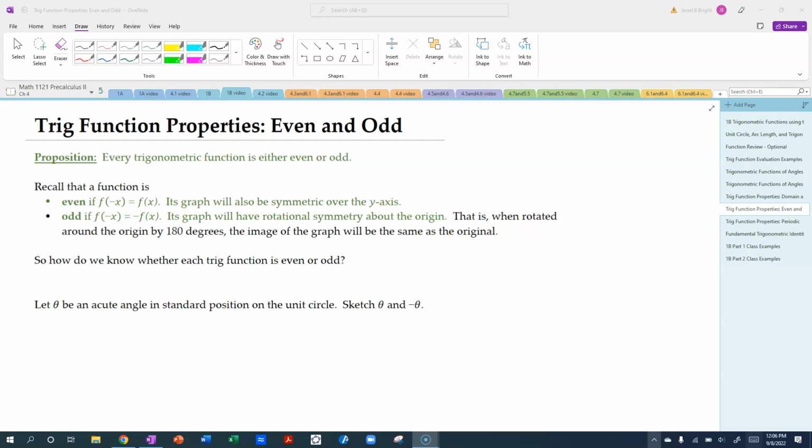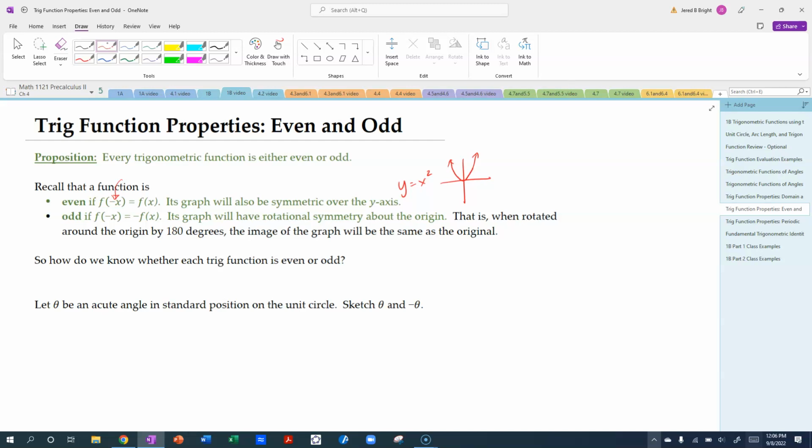And if you don't remember what even or odd means, it has to do with, strictly speaking, an algebraic definition, where if we look at the opposite of the input, if we substitute that into the function and we get the original function back, then we say it's an even function. It'll also have symmetry over the y-axis. So the classic example is something like y equals x squared, where we would say that this thing is an even function because it has symmetry over the y-axis.